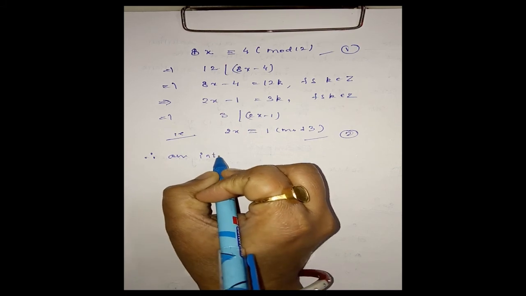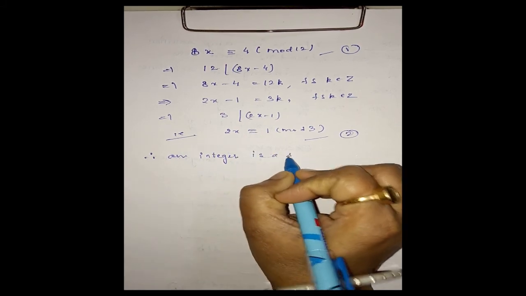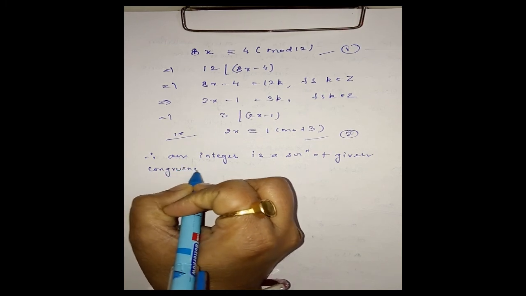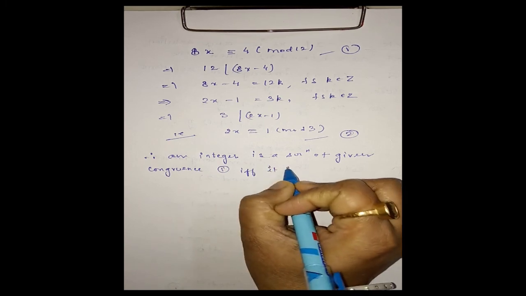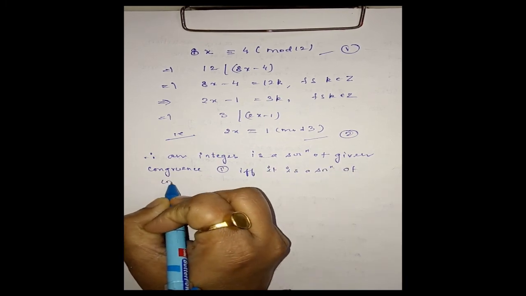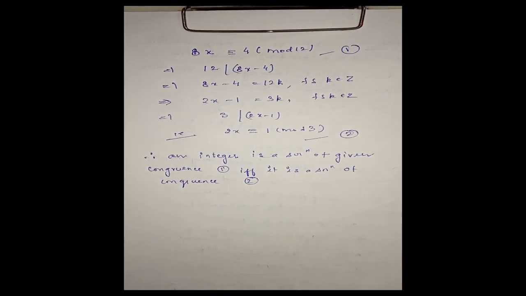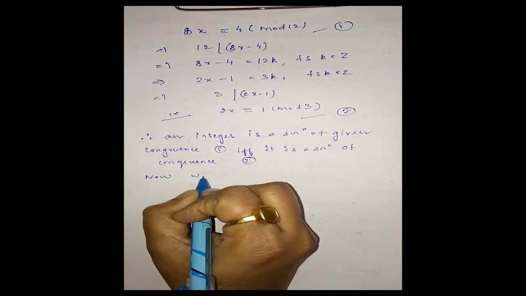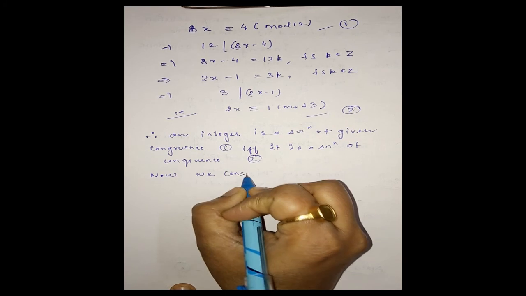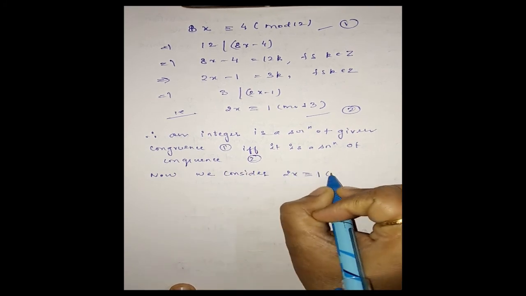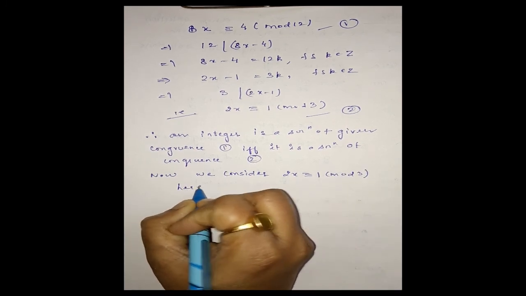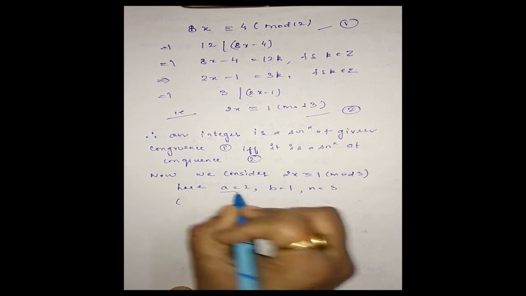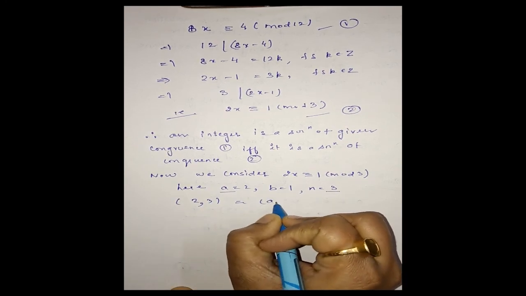Therefore, an integer is a solution of the given congruence 1 if and only if it is a solution of congruence 2. Now we will find the solution of linear congruence 2. We consider 2x is congruent to 1 modulo 3. Here a is 2, b is 1, and n is 3, and the gcd of a and n, of 2 and 3, is 1.